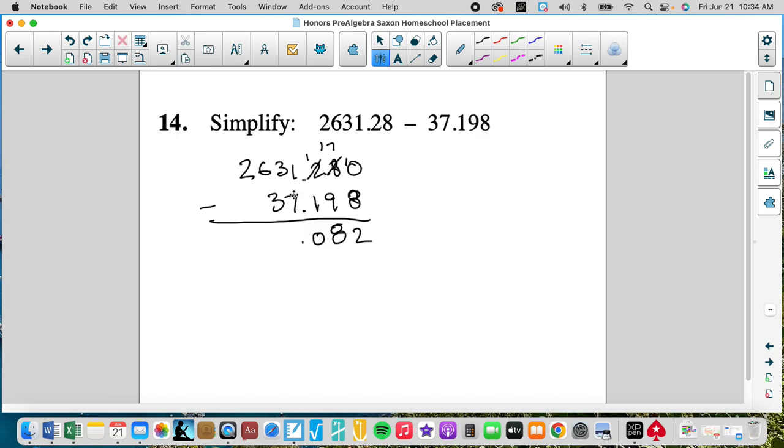We bring down our decimal point. Can't take 7 from 1. You got to borrow. That's going to give us 4. Can't take 3 from 2. You got to borrow. That's going to become 9. Then we bring down 5, 2. So 2,594 and 82 thousandths. That's how you read that.